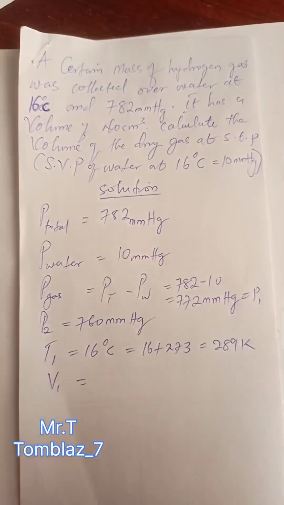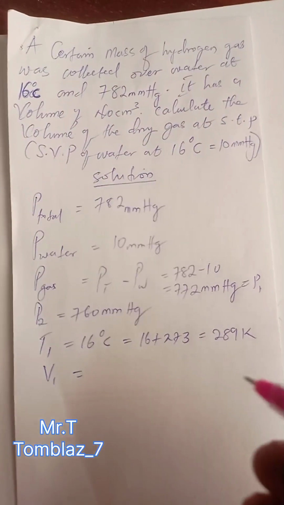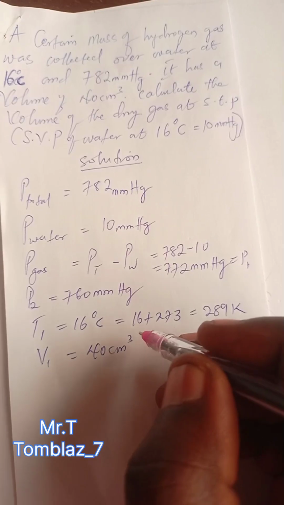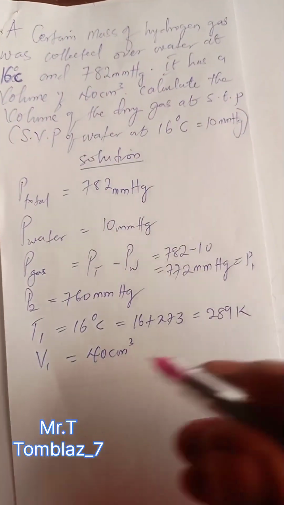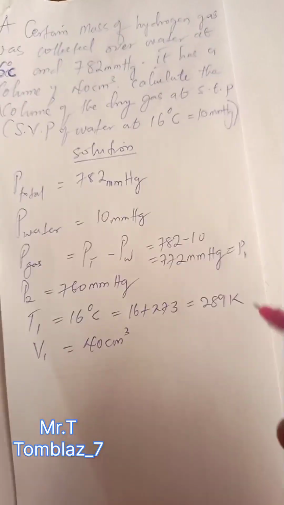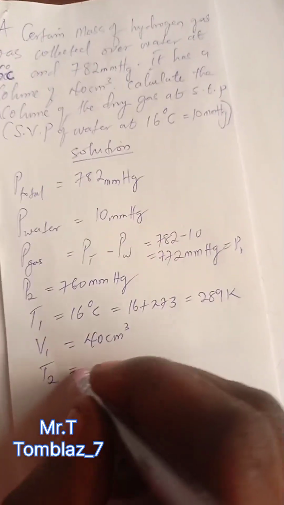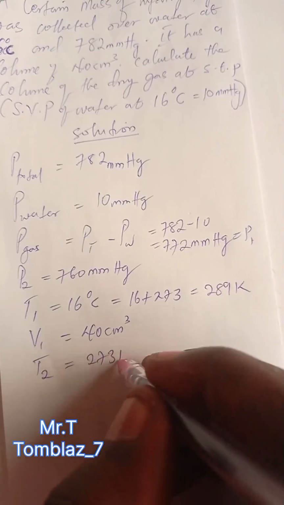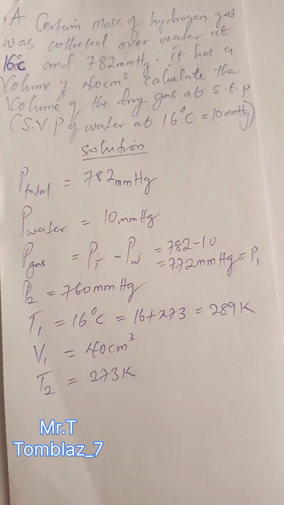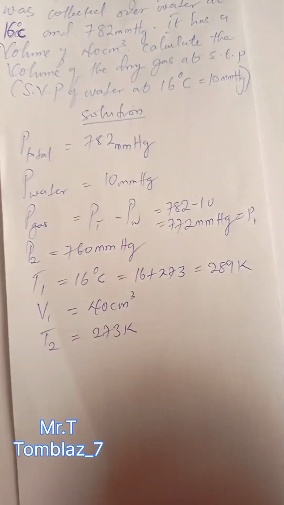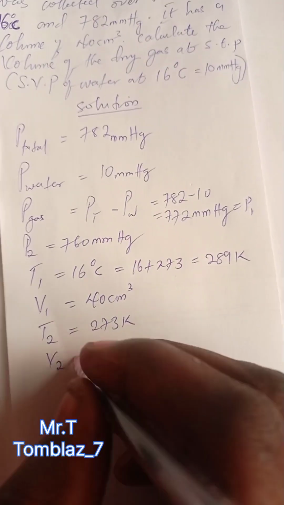Okay, so based on the general gas law, we have gotten P1, P2, T1, then how about V1? V1 is already given in the question to be 40 centimeters cube. Then what's left? Now T2. At standard temperature and pressure, T2 is always 273 Kelvin, right? Please don't forget that. What we don't have now is V2, which is the question mark.